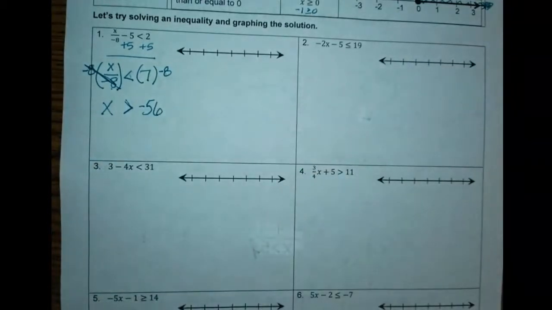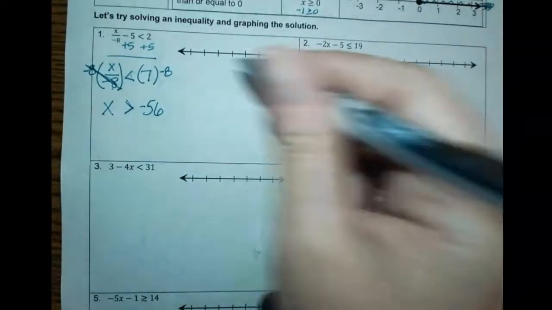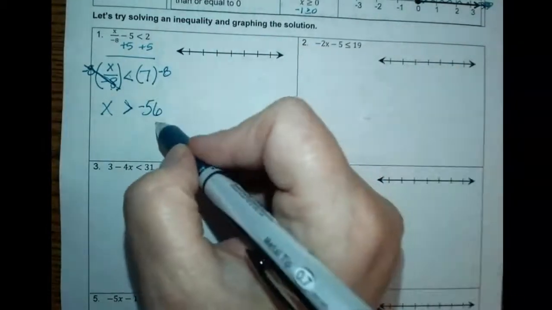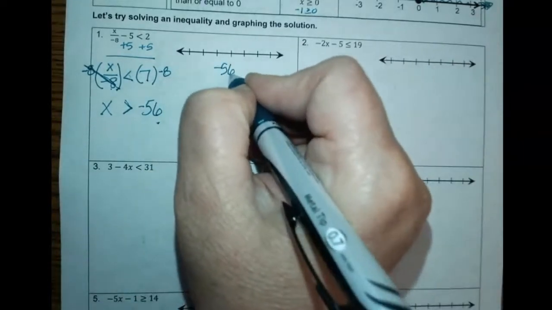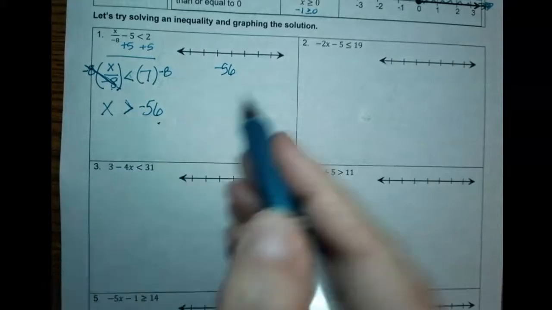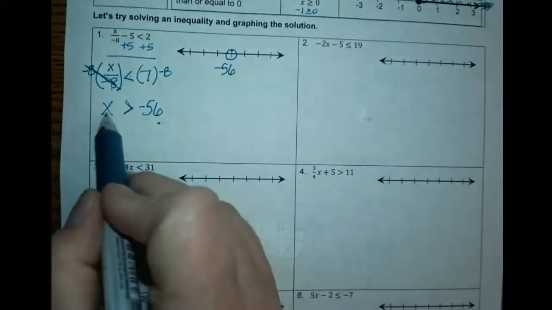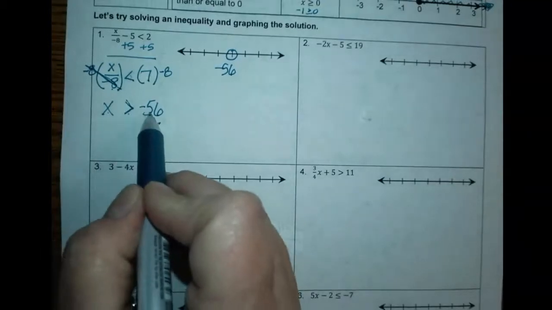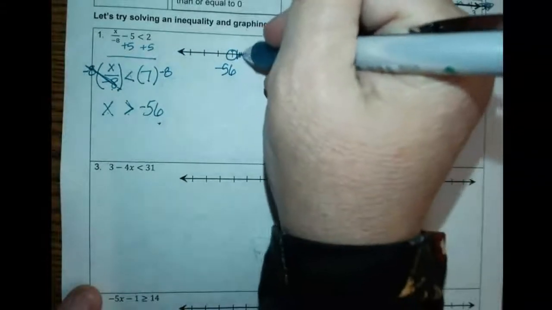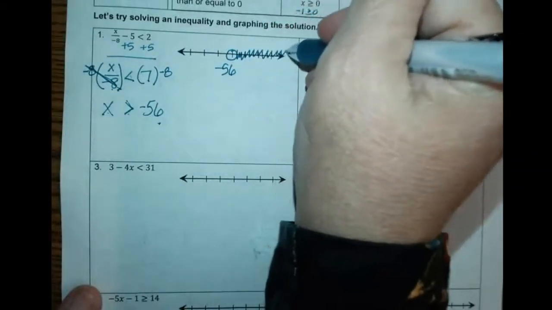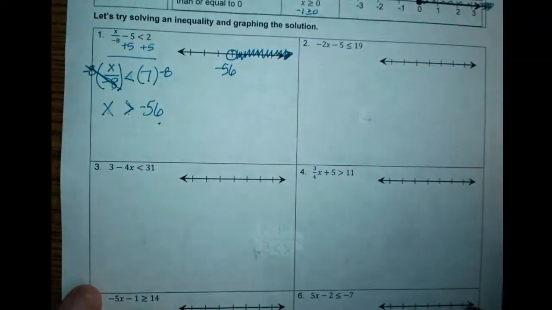When you were in middle school doing this, you were probably required to label all of these points. I really only care about this number, so I usually put it in the middle, -56. There's no equal to sign, so I'm going to use an open circle. I want the numbers that are greater than -56. The numbers become bigger when you go to the right, so I'm going to shade to the right, and put an arrow on it to show it goes forever and ever that way.